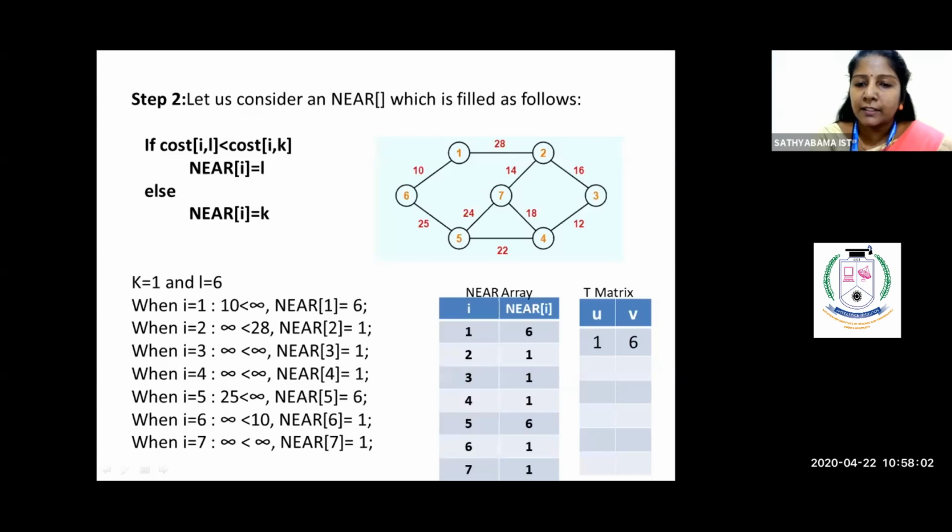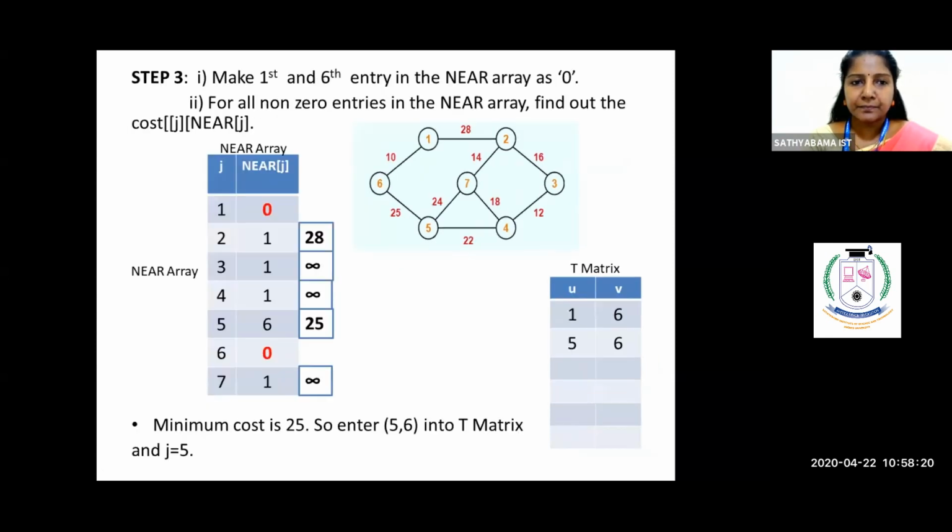The first entry is filled with 6, the second entry is 1, third entry is 1, fourth is 1, fifth is 6, sixth is 1, and seventh is 1. So far in the T matrix, we have inserted only one edge, that is 1, 6. Once the initial array is filled, we move to the next step. Here we make the first entry and the 6th entry in the near array 0. How do we get this 1 and 6th entry? Because the first inserted edge in the T matrix is 1, 6. So we make the first entry and the 6th entry 0.